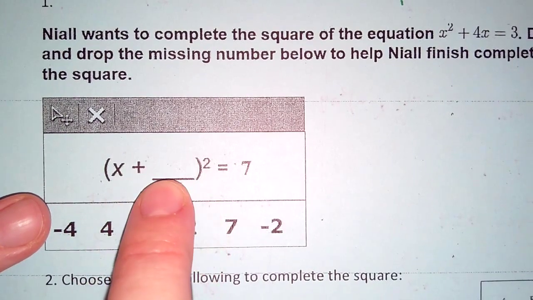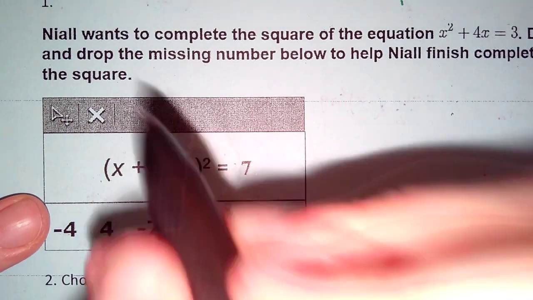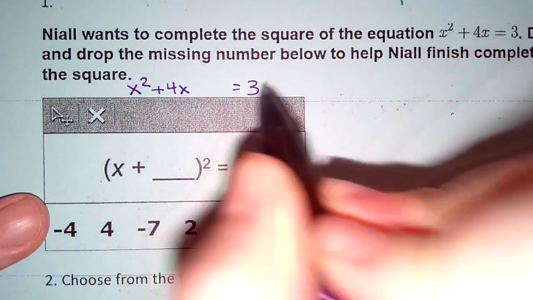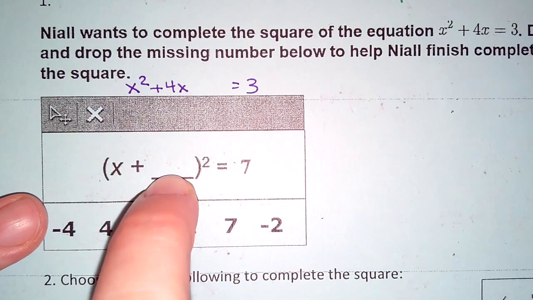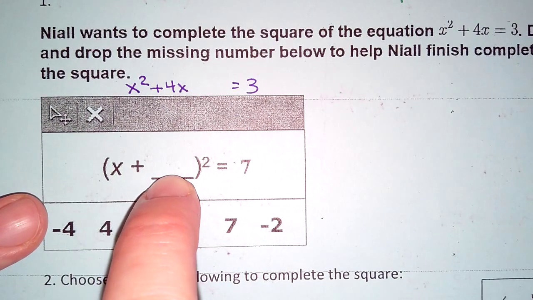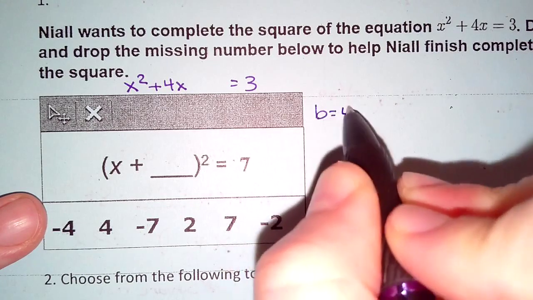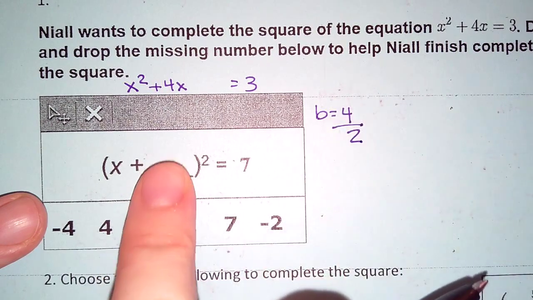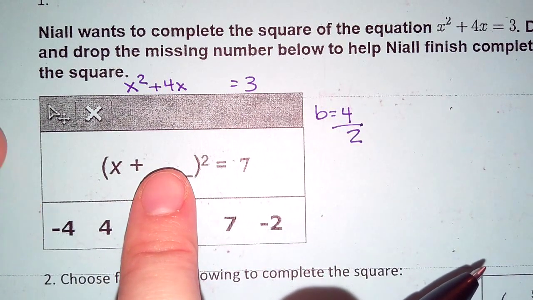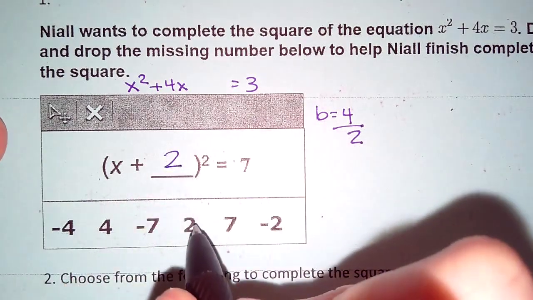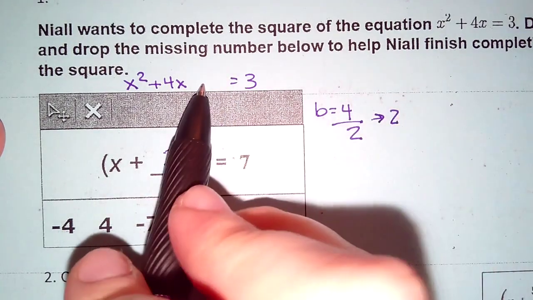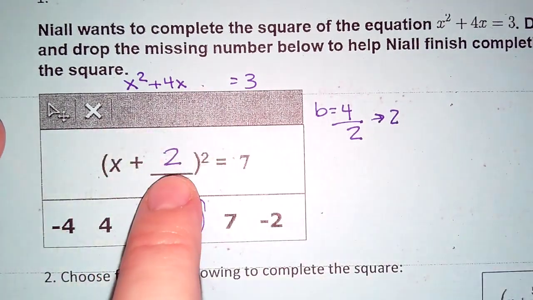So how would he get this number in the parentheses? If he has the x squared plus 4x, he would have plus something equals 3. How would he get that number? He would take the b term, which is 4, divide it by 2, and get that number. So what's 4 divided by 2? 2. So we would want this one. So then he would get 2, and then he would square it to get this number. But they're asking for what would be in the parentheses.